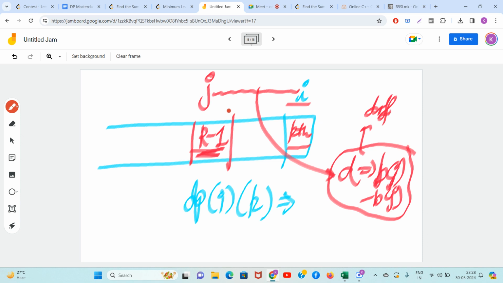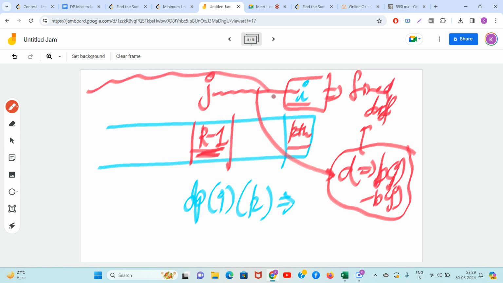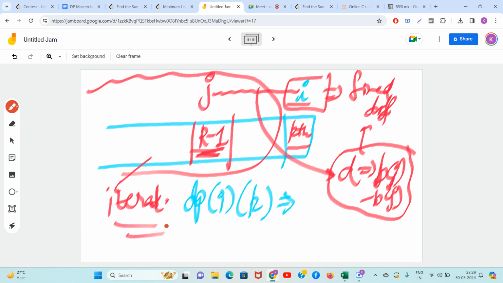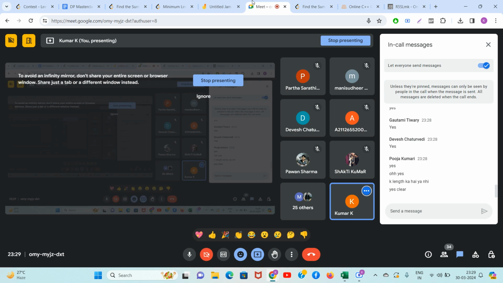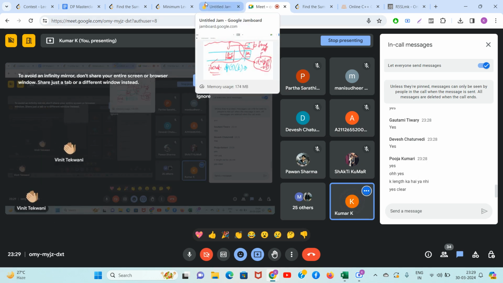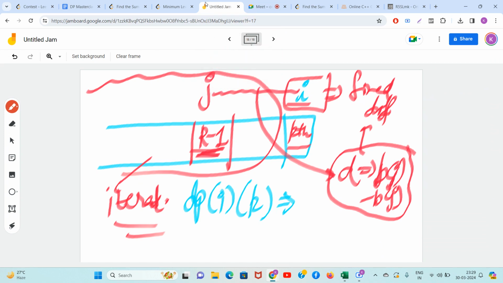So how will you check the difference when this element is not fixed? First fix this, so that you can iterate over all the remaining second last elements to check the difference. Write yes in the chat if you understood why I'm fixing the last element. So you can compare, you can check the difference with all the second last elements. So now you understand that thing.